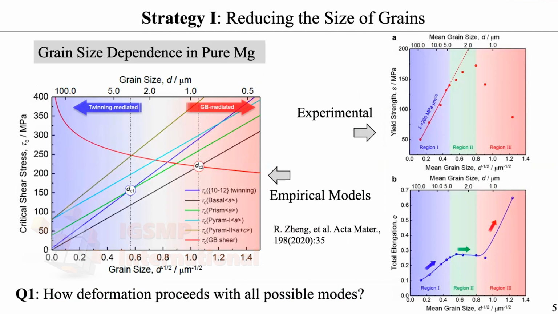So here is a quick chart to show you what happens if we reduce the size of grains in pure magnesium. The left is the calculated relative activities of different deformation modes. As we're showing here is the basal slip, which we call the easiest slip. You can see the activities are getting a little bit harder when we reduce the grain size. That scale bar is showing how the grain size looks. It's ranging from 100 micron to about 500 nanometer.